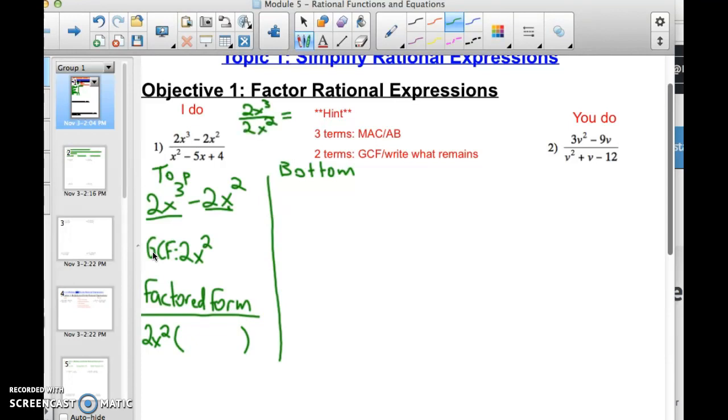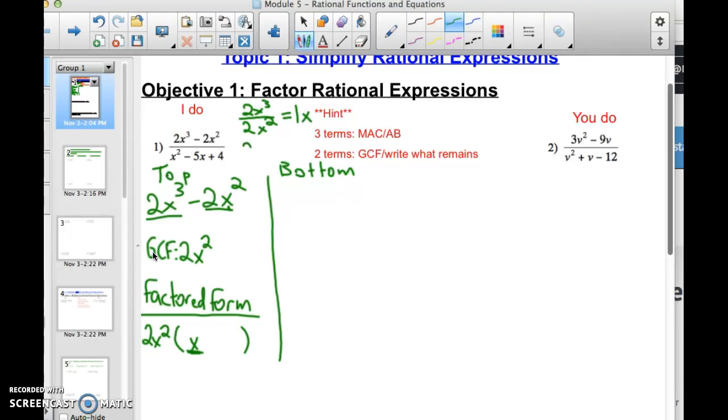The answer is going to go in the first place inside the parentheses. 2 divided by 2 is 1. X cubed divided by x squared is just x. Remember, base divided by base, you subtract the powers. 3 minus 2 is 1. So my final answer for this first piece is just x. I don't have to put the 1 in that case. Now, the second term is 2x squared.